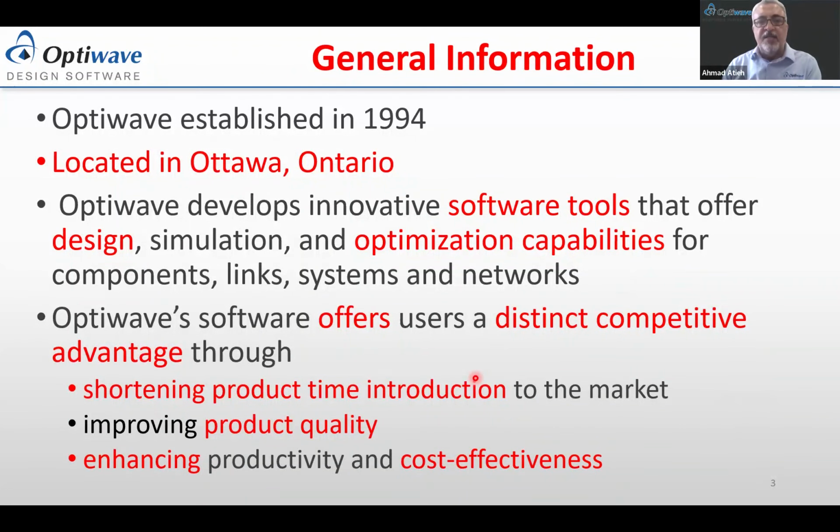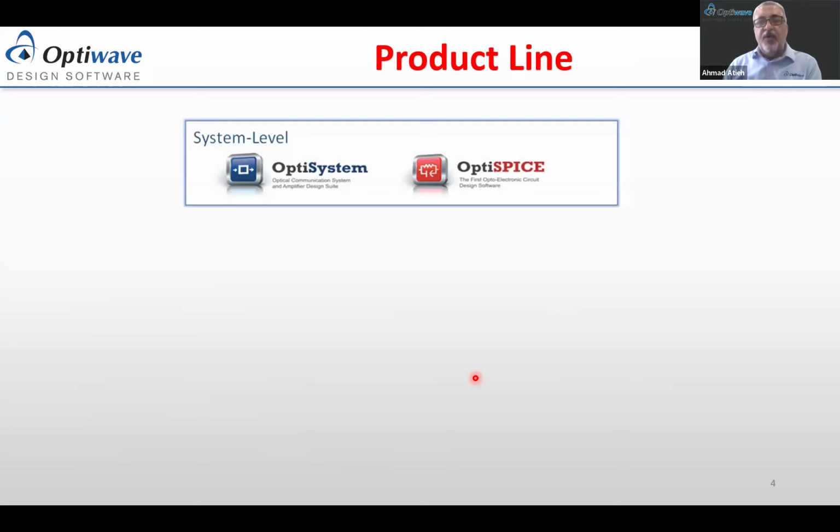And this webinar is actually an example of the advantage which you could get from doing simulations ahead of manufacturing of your product. Optiwave software packages, we categorize them into 3 categories. One of them is the system level, which OptiSystem is one of the software packages we're going to talk about today. And there is another software called OptiSpice, which is an optoelectronics software.